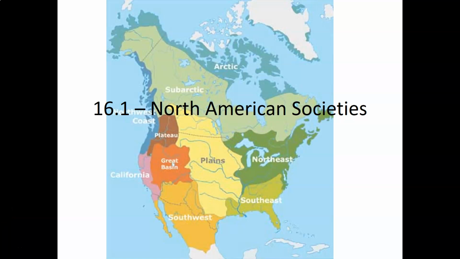Hello, everyone, and welcome to Chapter 16, Peoples of America. In this lecture, we're going to take a look at Section 1, and that is going to be dealing with North American societies. Throughout this lecture, we're going to go throughout the entirety of the continent itself, so we're going to be all over, anywhere from the southwest even all the way to the northeast. So let's get started and talk about the people of North America.